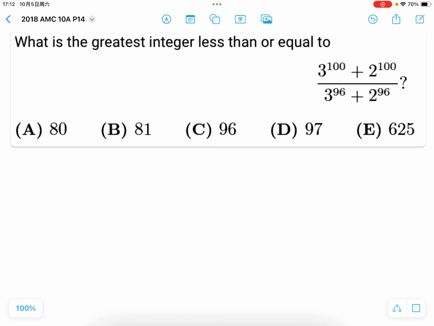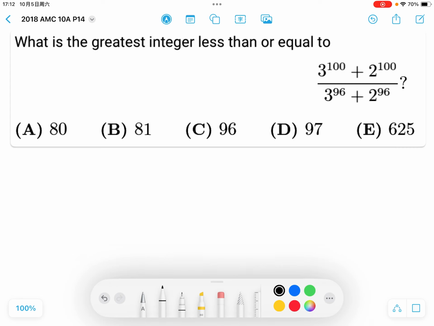Today we're going to talk about 2018 AMC 10A problem 14. What is the greatest integer less than or equal to this really complicated fraction over here? So it's actually not that complicated. There's only 4 numbers, but they're just raised to a really large power. So we can do this.